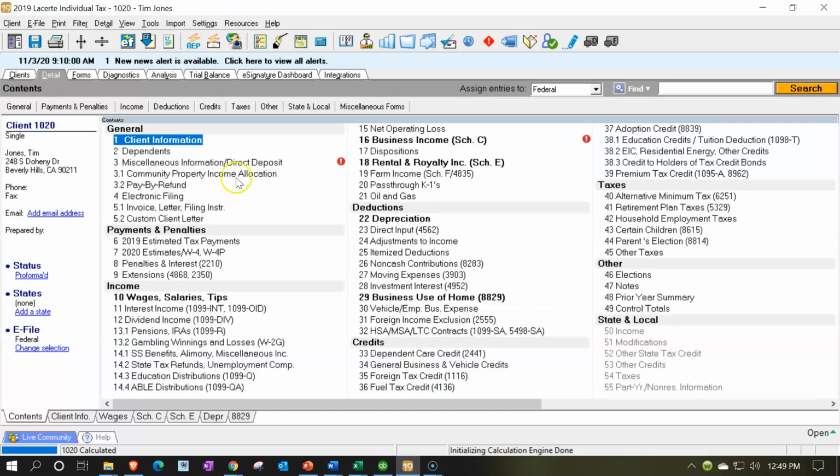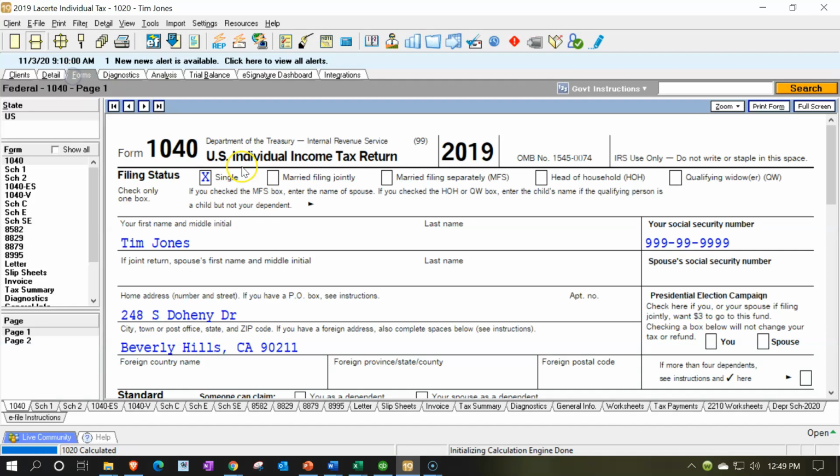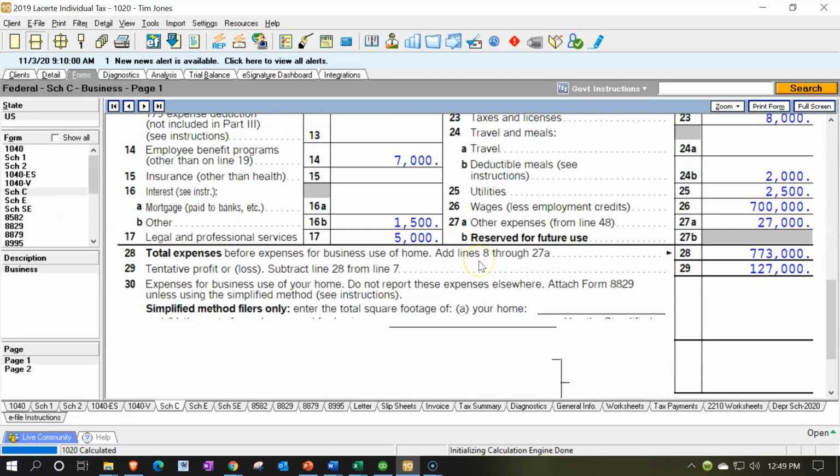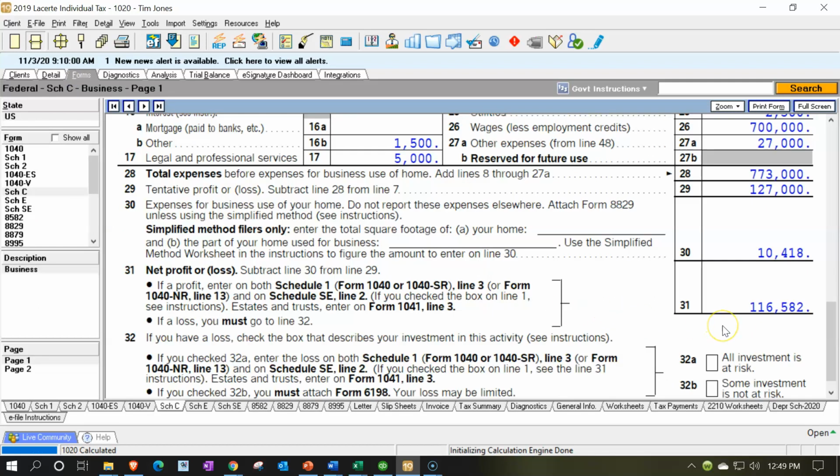If I go into Lacerte and I take a look at the profit and loss that was exported directly from the system, we see that we have the 116,582 over here. That is in part due to these items that were in the home office deduction that we need to make an adjustment for.